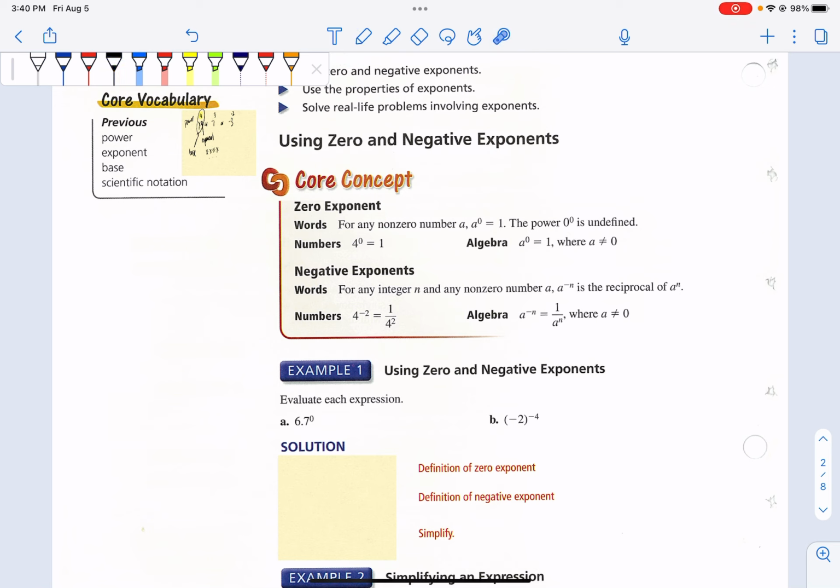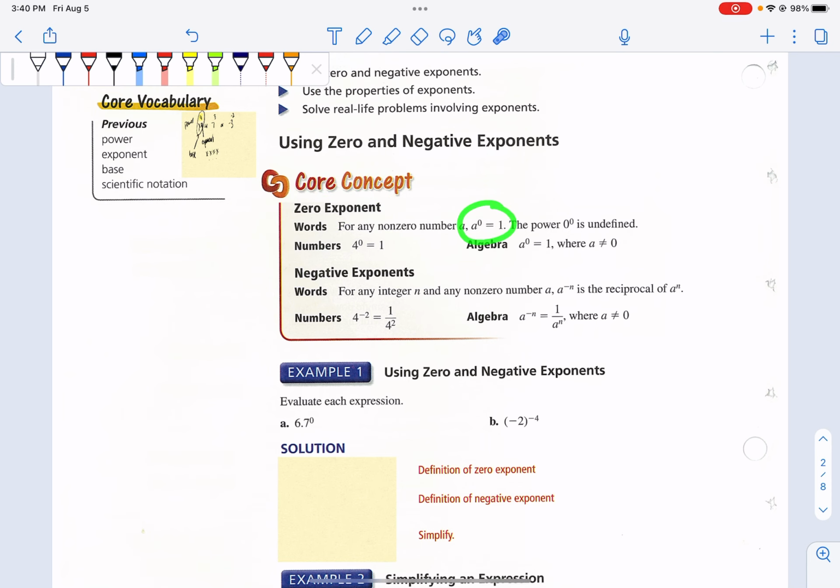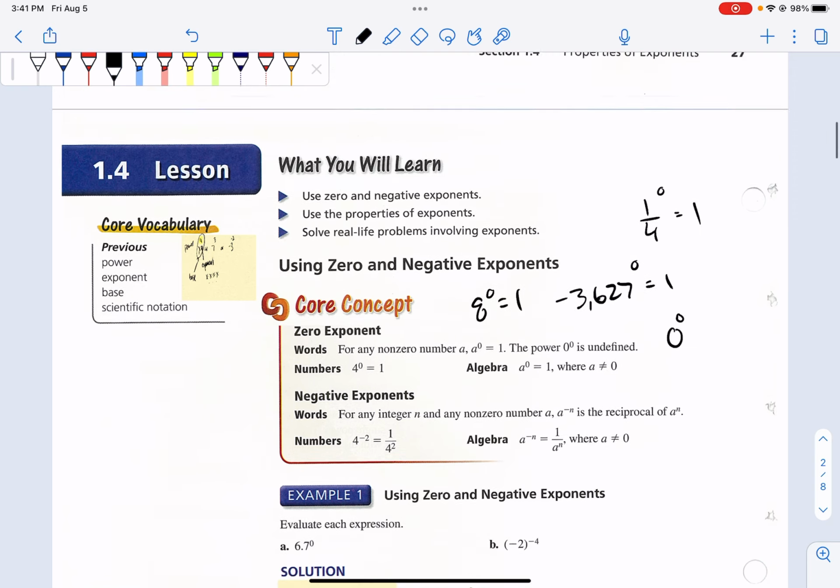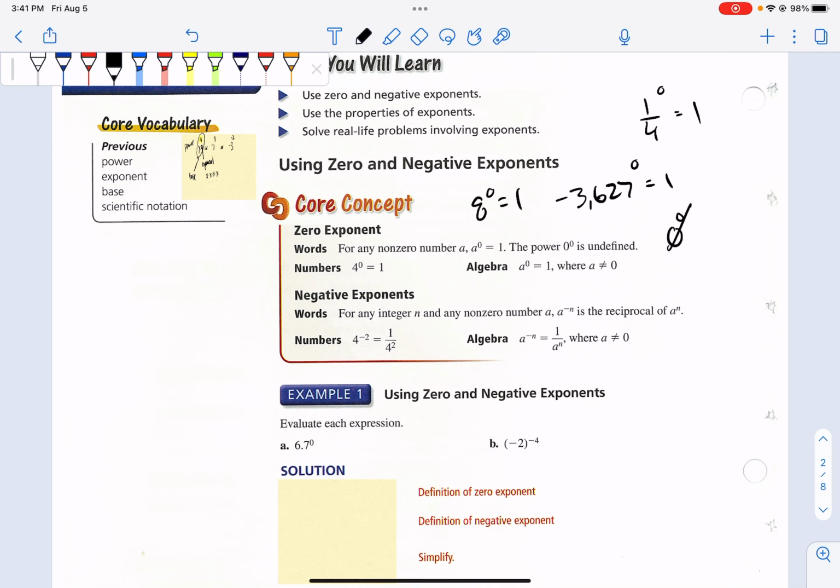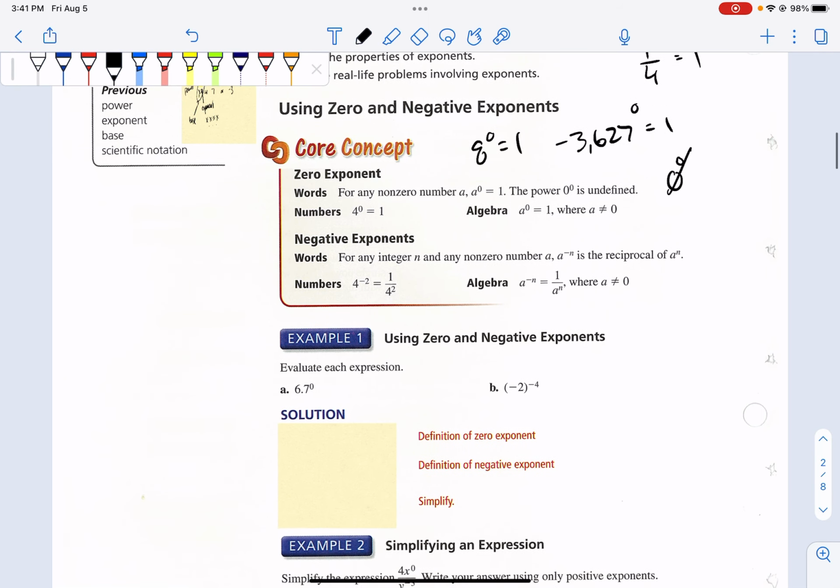First rule is the zero exponent rule. It tells me anything raised to the 0 power equals 1, okay? 4 to the 0 equals 1. 8 to the 0 equals 1. -3,627 raised to the 0 equals 1. 1/4 equals 1 if it's raised to the 0 power. Anything to the 0 is equal to 1, except for 0. 0 raised to the 0 does not exist. That's undefined. The number 0 cannot have an exponent of any kind, not just 0.